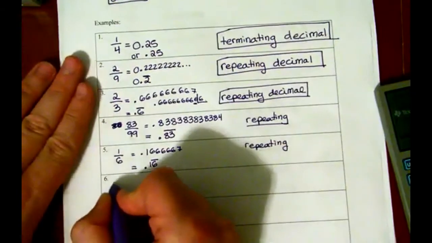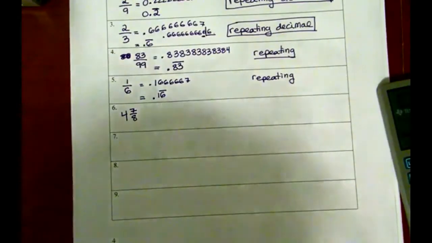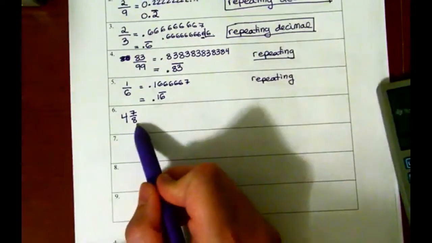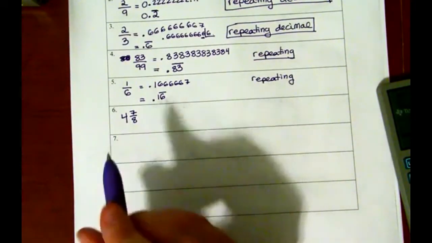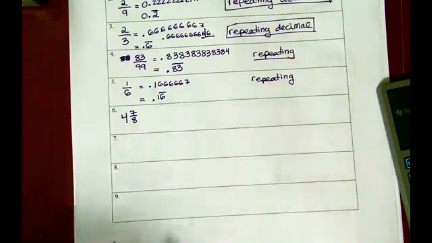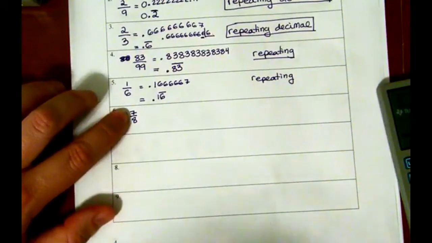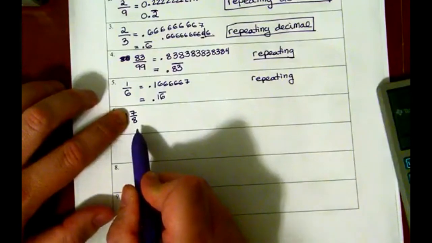Okay, next. Time for some mixed numbers. 4 and 7/8. Now, there's an easy way to turn this into a decimal and a harder way. The harder way involves you doing 8 times 4, and then that answer plus 7, and then doing that divided by 8. We don't need any of that. Here's what we can do instead. I'm going to ignore the 4. I'm going to find the decimal for the fraction, and then I'm just going to stick the 4 before it.